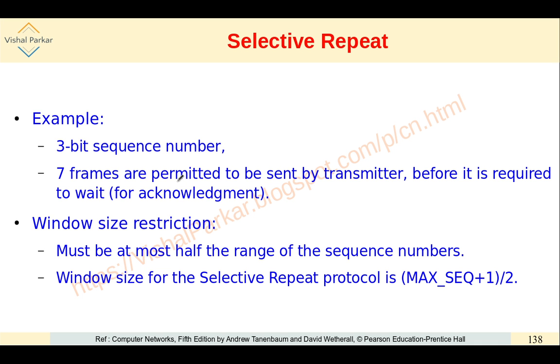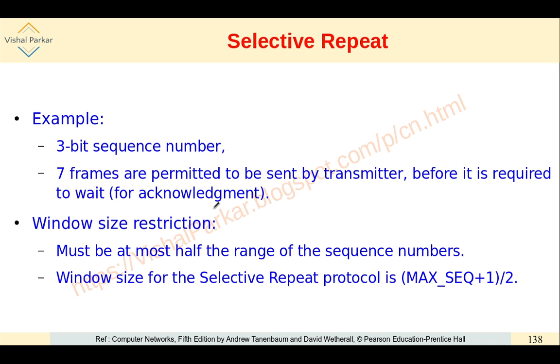Now, we will consider this with one example with a 3-bit sequence number. As the bits are 3, the sequence numbers can go from 0 to 7. So 7 frames are permitted to be sent by the transmitter before it is required to wait or block.